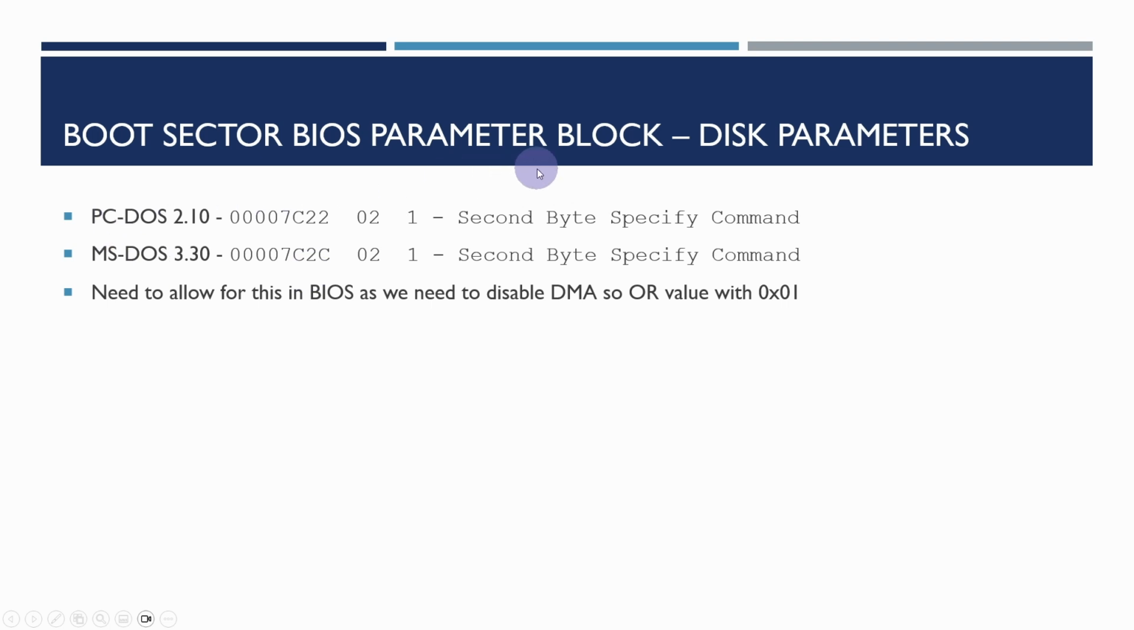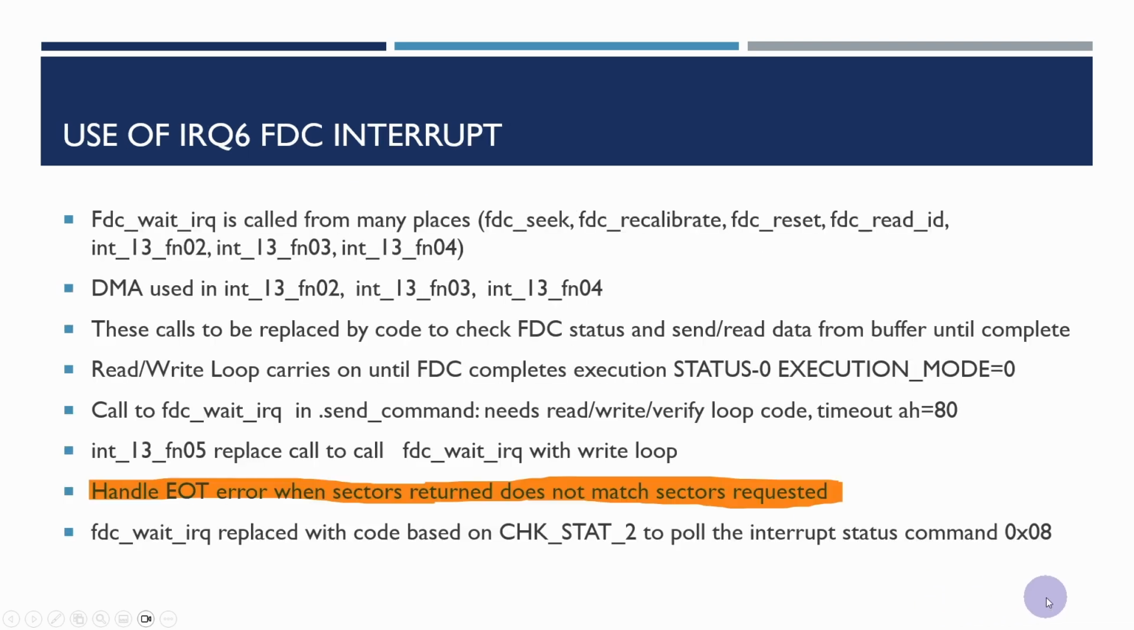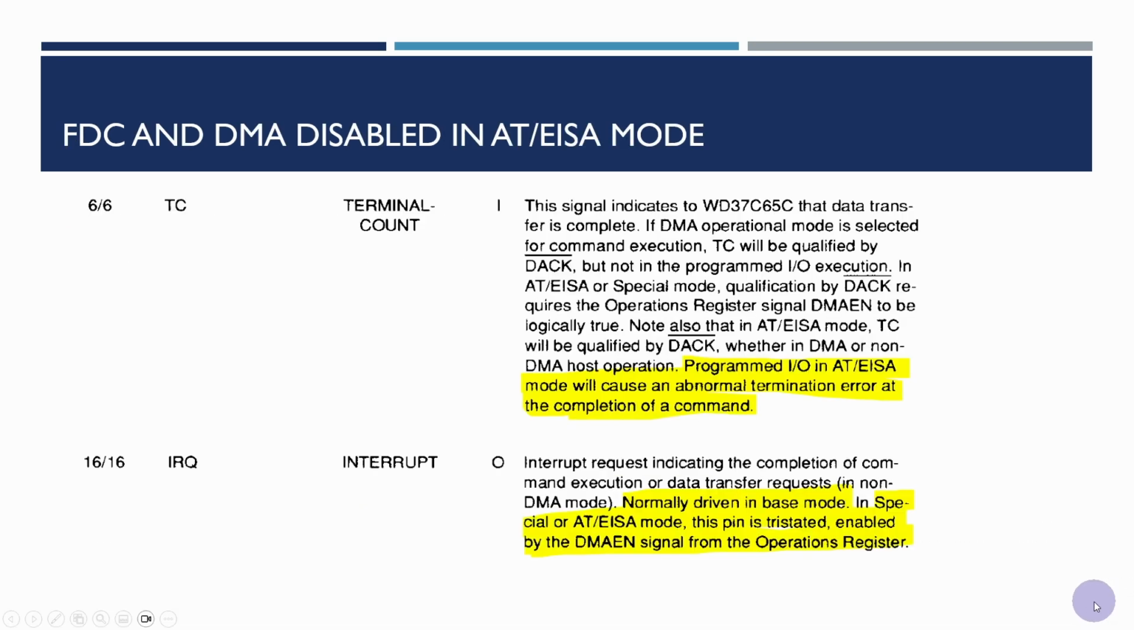Similar configuration in the BIOS parameter block in boot sectors, so we override this actually when we read the data off the disk. The main issue we need to be aware of about handling the interrupts is we don't have interrupts anymore, and when we actually get the last bit of data, we need to compare the number of sectors requested versus the number of sectors returned. If those match, then we know everything's okay. If they don't match, then there's been an error. And there's some more background detail here that I went into in video 40, should you want to go and look at that.